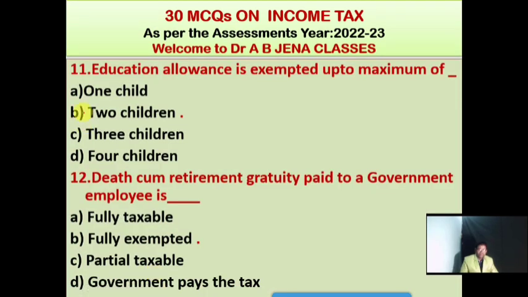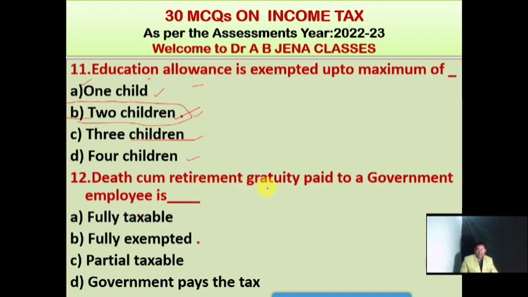So dear friends, just guess what will be the right option for MCQ 11. Education allowance is exempted up to a maximum of: A, one child; B, 2 children; C, 3 children; D, 4 children. So the right option is B, 2 children. Again I am repeating, education allowance is exempted up to a maximum of 2 children.